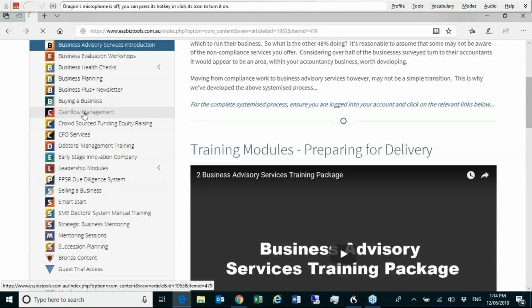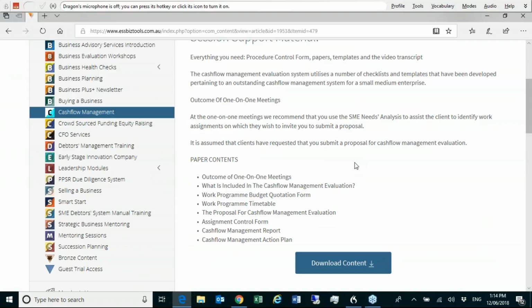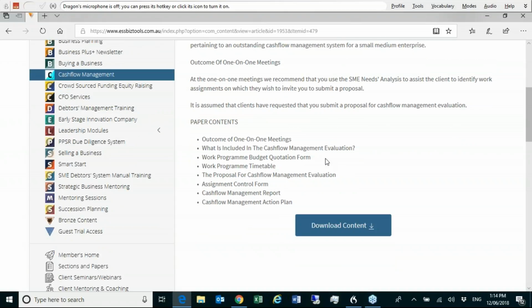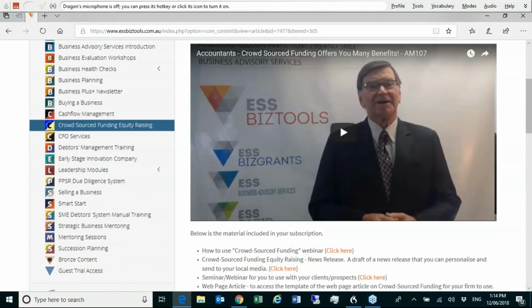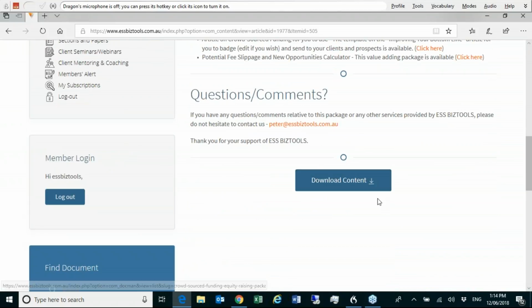Cash flow management is looking primarily at stock, work in progress, debtors days outstanding, stock turn type areas. We've got crowdsource funding, equity raising. You have a video, as you just saw.